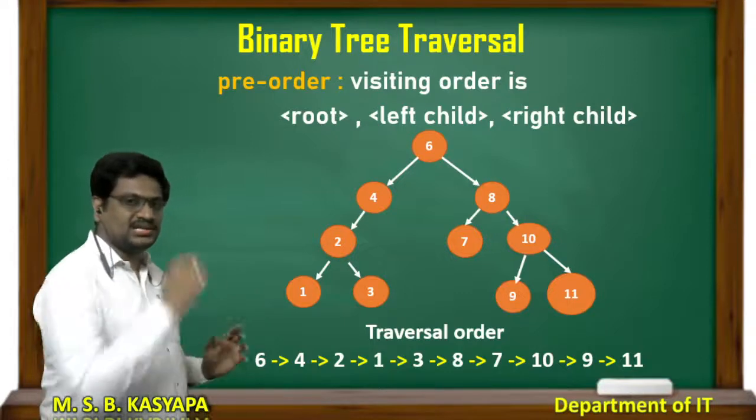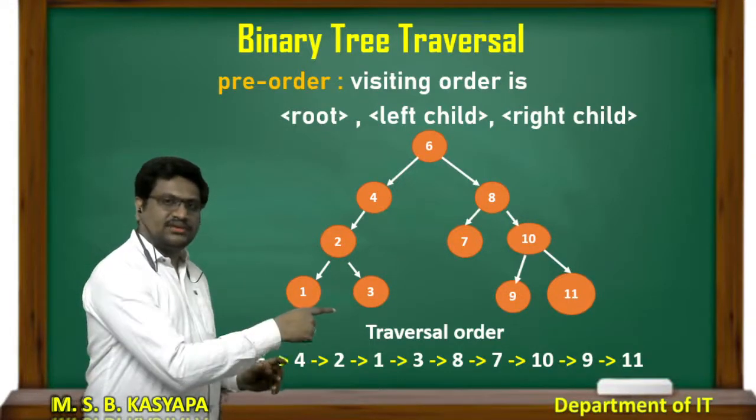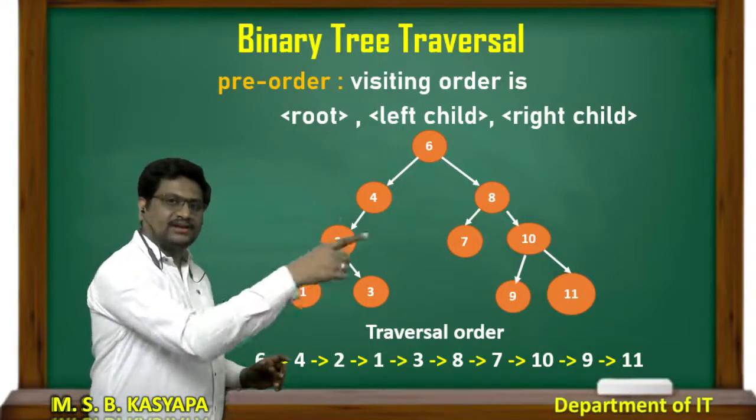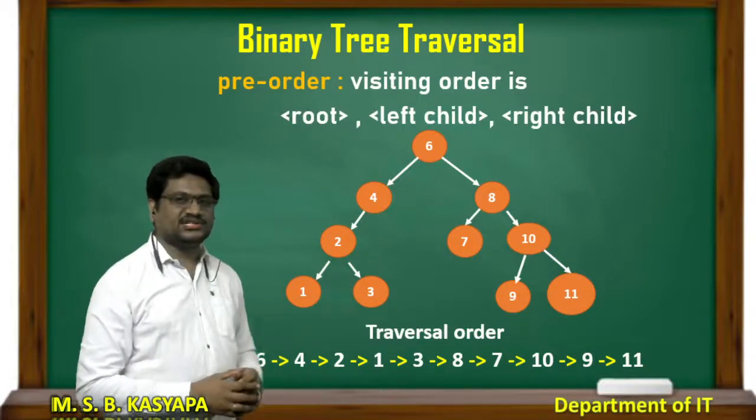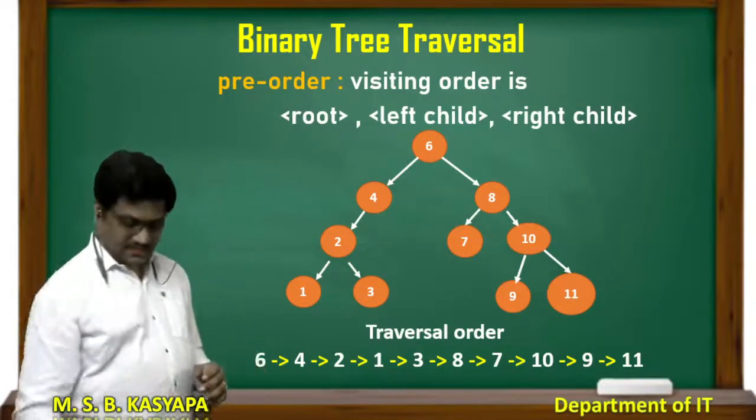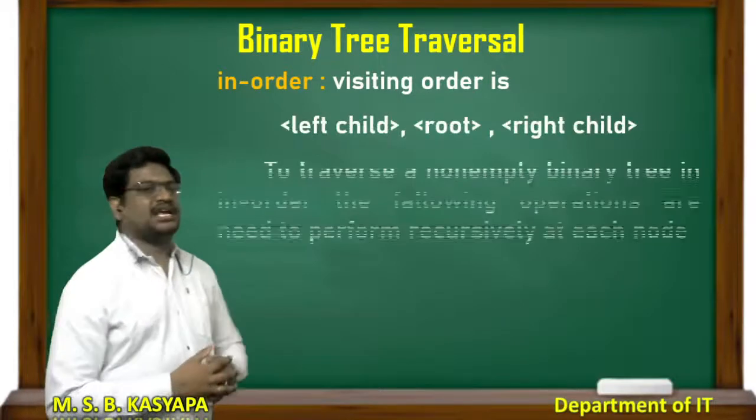So the final order is 6, 4, 2, 1, 3, and 8, 7, 10, 9, 11. So this is the pre-order traversal. So let's discuss in-order.